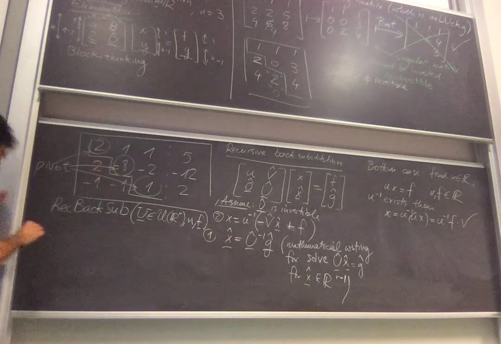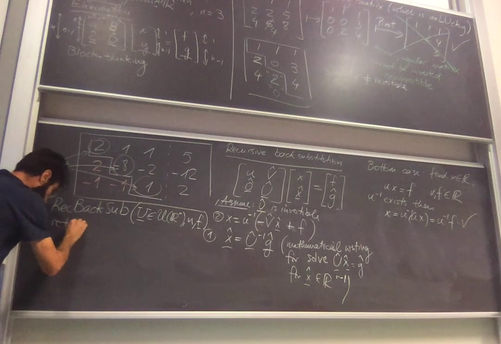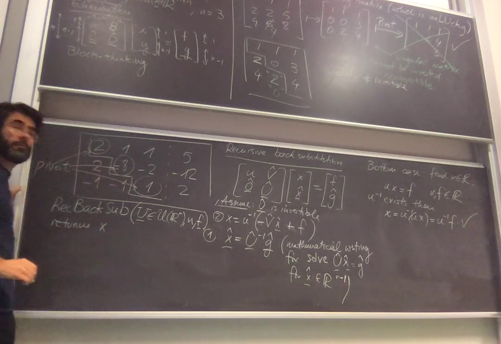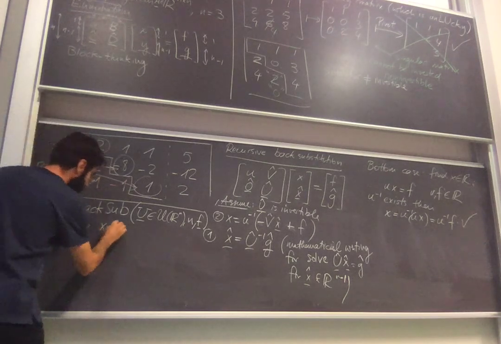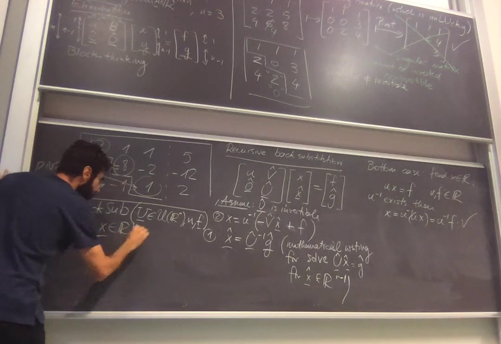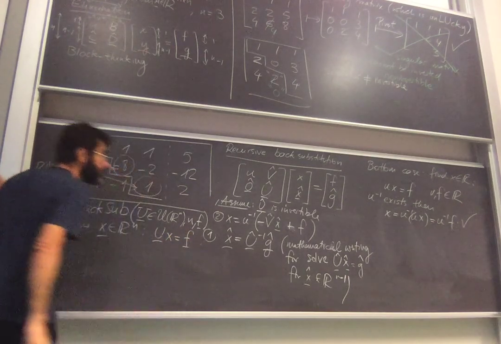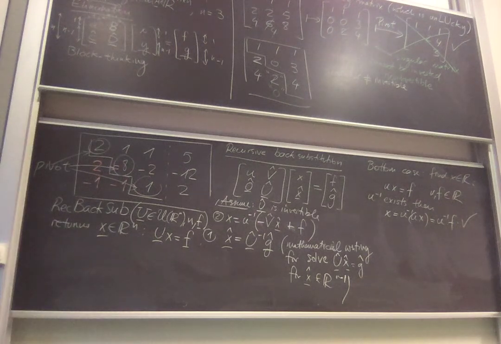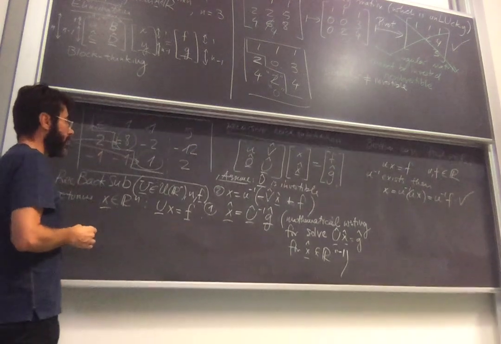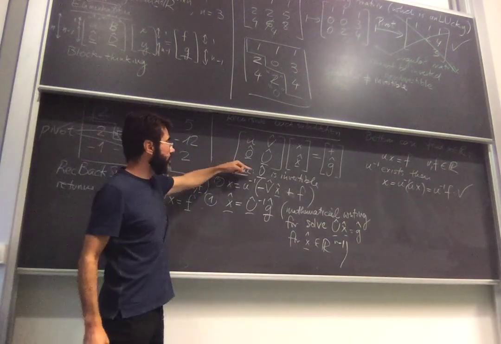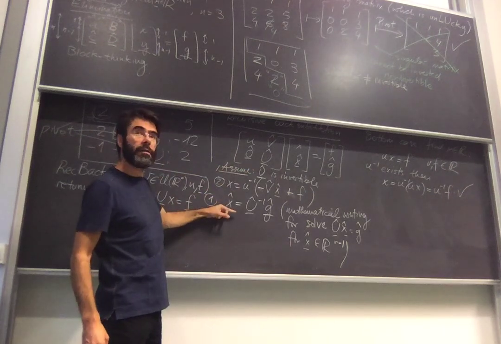And returns... What does it return? It returns x such that Ux is equal to f. Okay? And what does it do? It does this. It says, assume U hat is invertible, then do that.